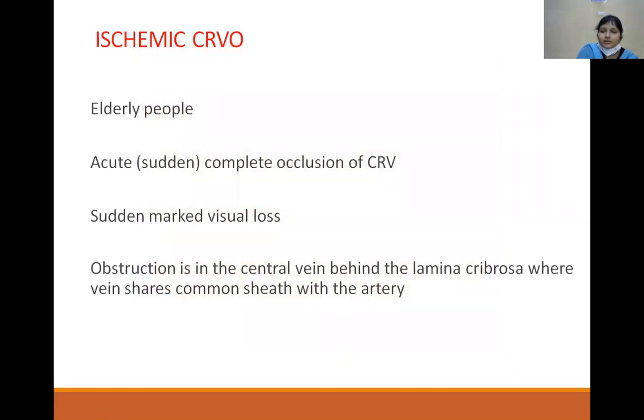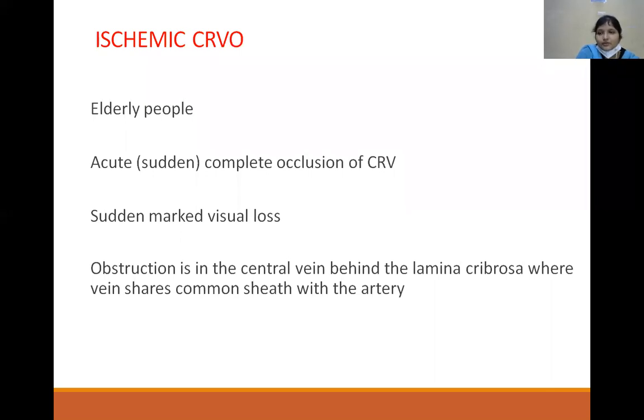So next, coming to the other variety of CRVO, that is ischemic CRVO. It is seen in elderly people in contrast to non-ischemic. Non-ischemic is seen in age group of 20 to 40, whereas ischemic is seen in more than 40 to 50 age group. And diabetes, hypertension, these are more risk factors for ischemic CRVO. So the patient presents with acute, sudden, complete loss of vision in one eye.